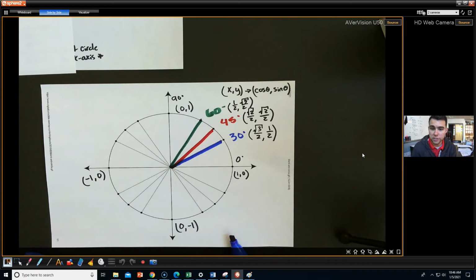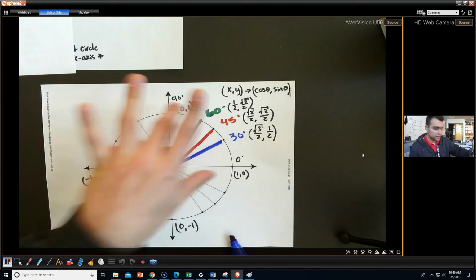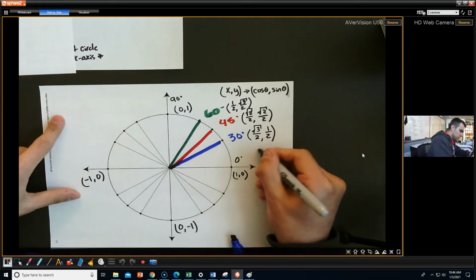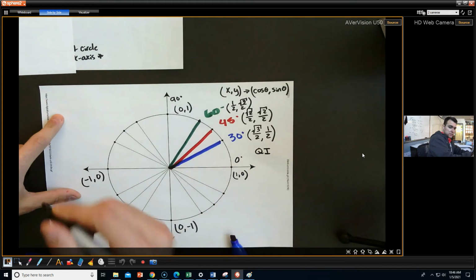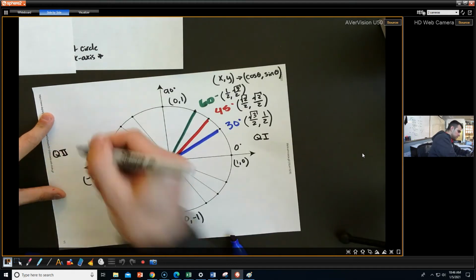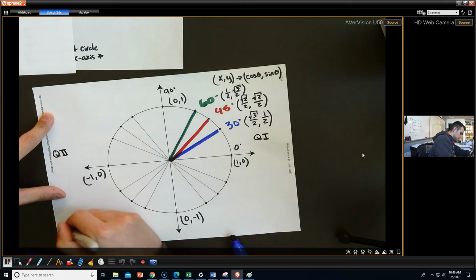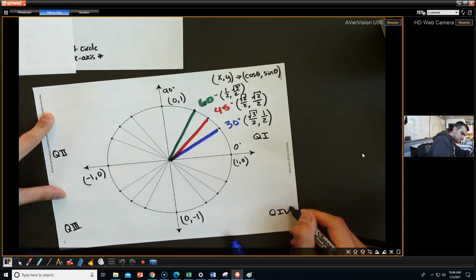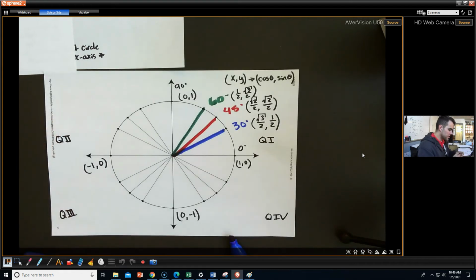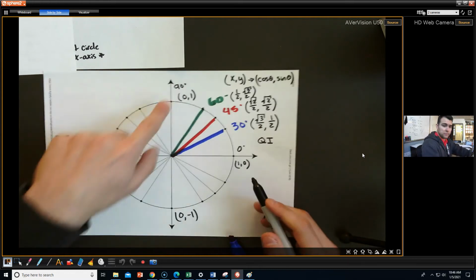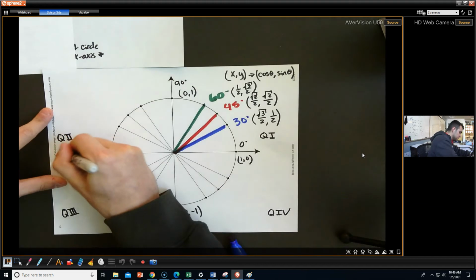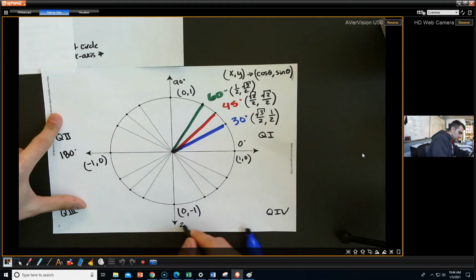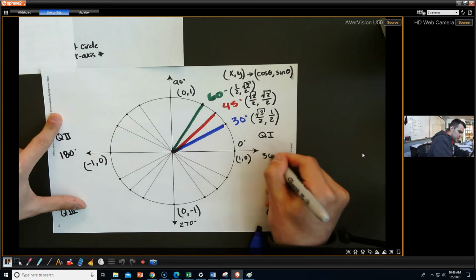Well, because we're using a circle, we are not confined to 0 to 90 degrees, right? That's just one quadrant. Let's call this quadrant 1 because that is what it is called. Call this quadrant 2, right? Quadrant 2, quadrant 3, and quadrant 4. All right. But let's start getting the other angle measurements because we can obviously get those. 90 degrees, this is 180 degrees, this is 270 degrees, and we actually get back to 360 degrees.